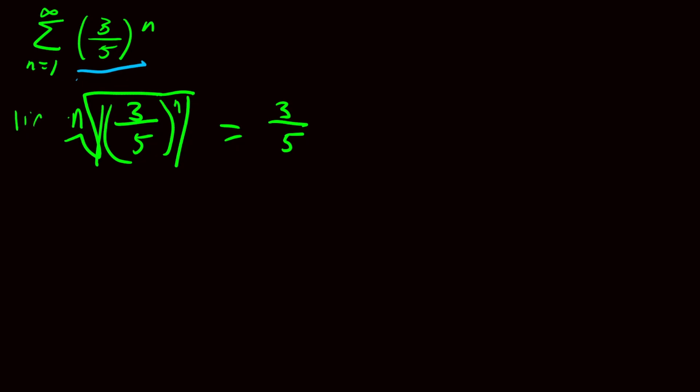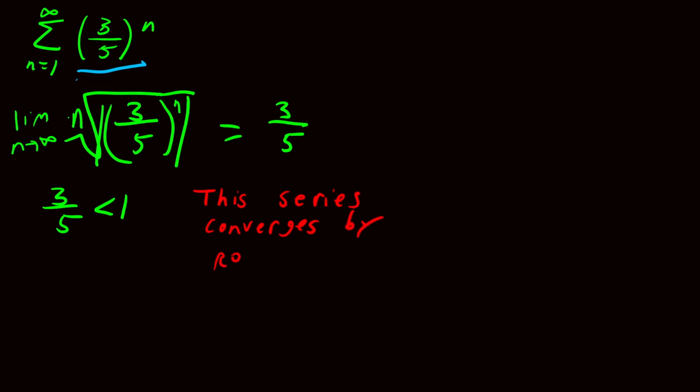And this is all limit as n goes to infinity is 3 over 5. And 3 over 5 is less than 1. So that means this series converges by root test. Root test. Alright? So, pretty simple, right?